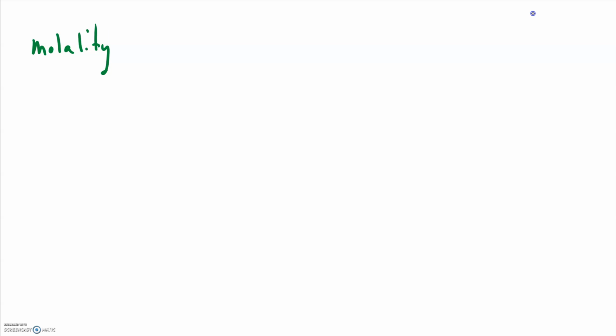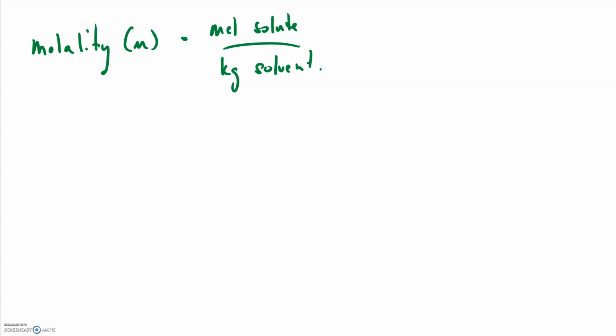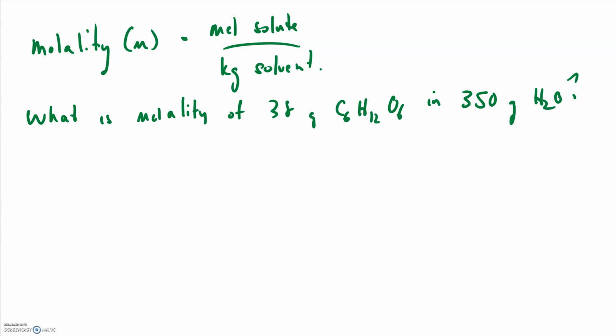And we've also seen molality, which is a lowercase m, and this is moles of solute per kilogram of solvent. Let's get an example of this one. So here's a pretty good example. What is the molality of 38 grams of cellulose in 350 grams of water?